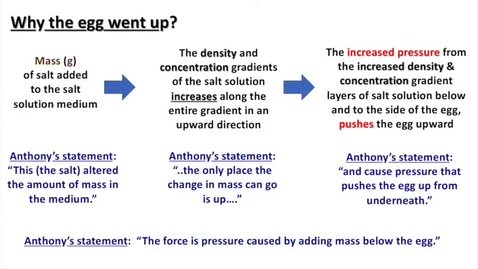Why the egg went up? Mass, G, of salt added to the salt solution medium. Anthony's statement, this, the salt, altered the amount of mass in the medium. The density and concentration gradients of the salt solution increases along the entire gradient in an upward direction. Anthony's statement, the only place the change in mass can go is up. The increased pressure from the increased density and concentration gradient layers of salt solution below and to the side of the egg pushes the egg upward. Anthony's statement, and cause pressure that pushes the egg up from underneath. The force is pressure caused by adding mass below the egg.